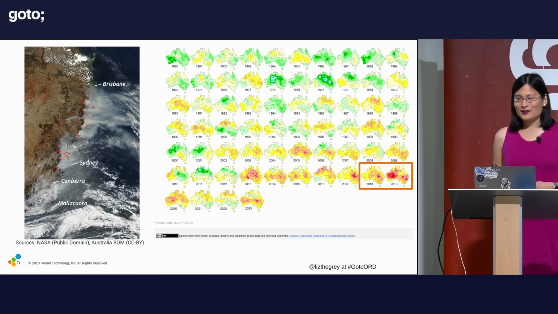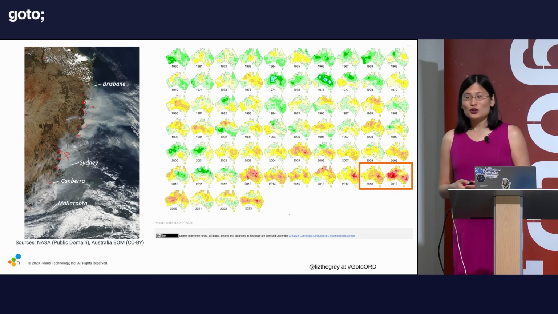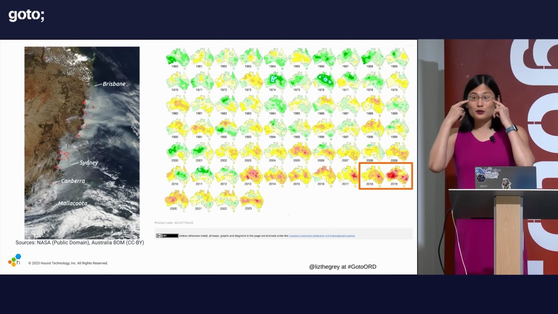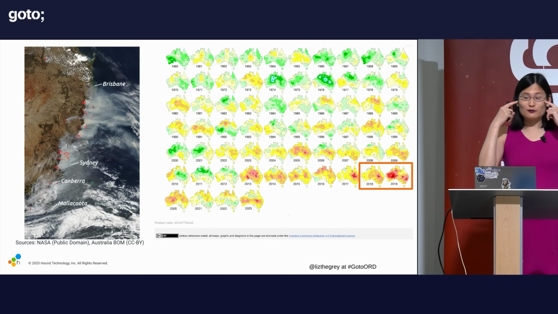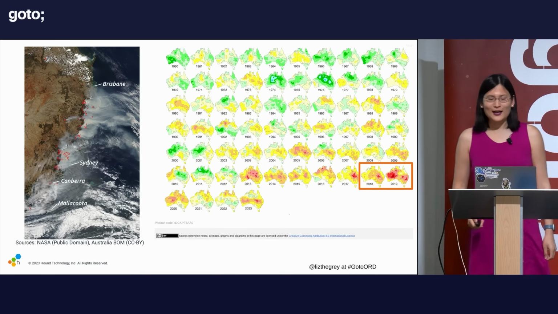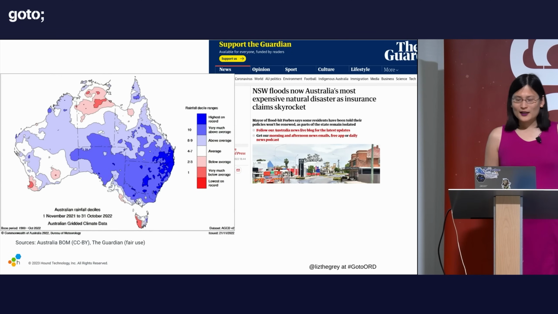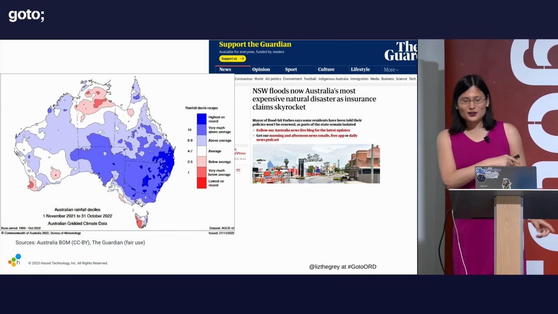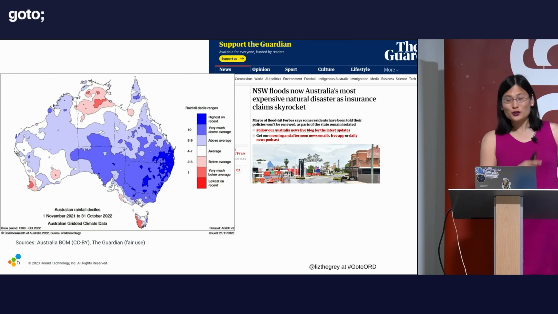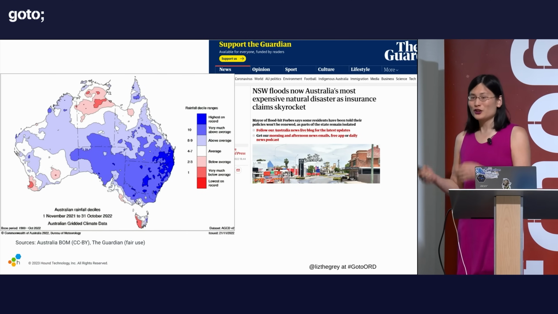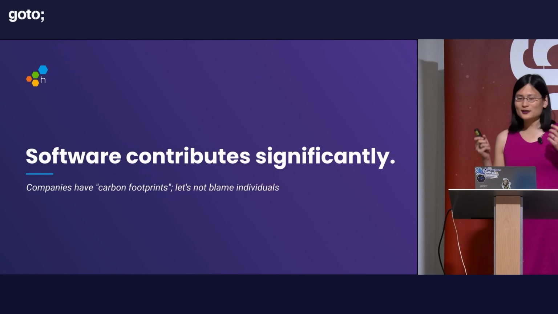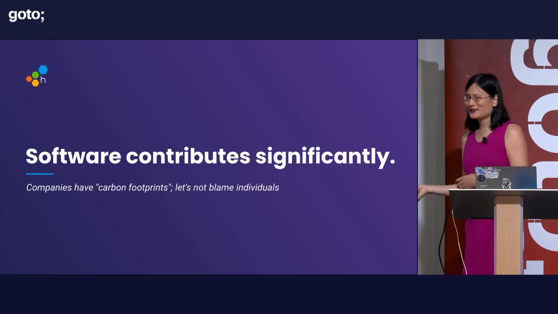And things were burning. In 2019, you could smell the smoke in the air. Your eyes would water when you were walking through the streets of downtown Sydney. It was not a good time. And why is this happening? And it's not just too little rainfall, it's also too much rainfall at the same time. Why is this happening? Human-generated climate change. And software is a significant portion of this.